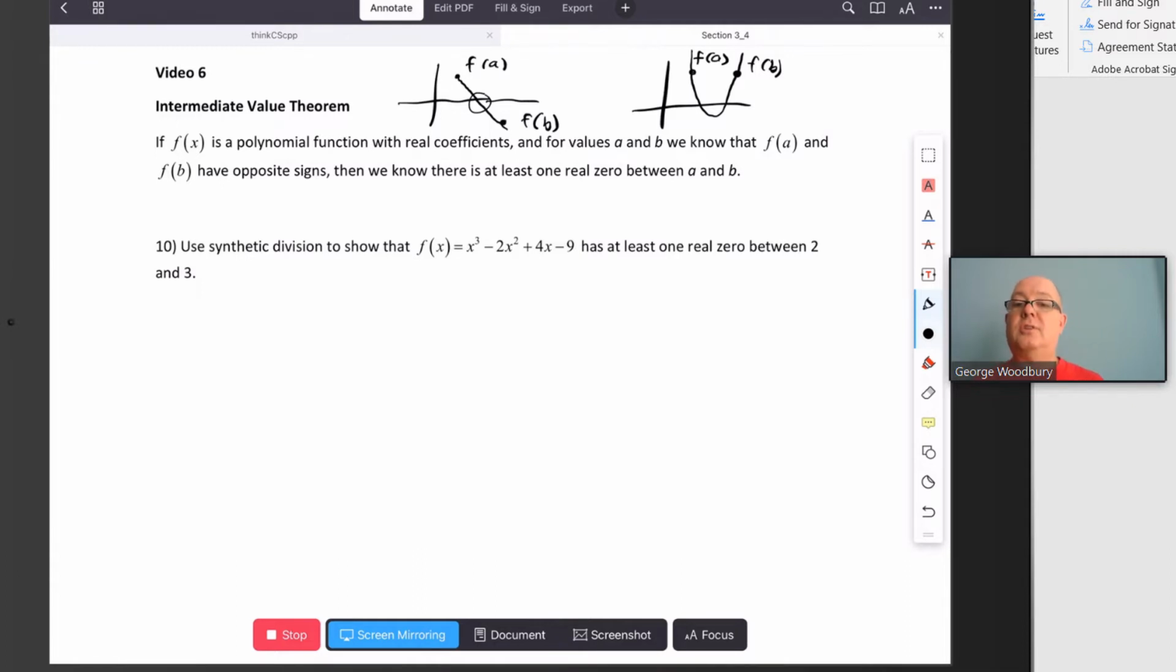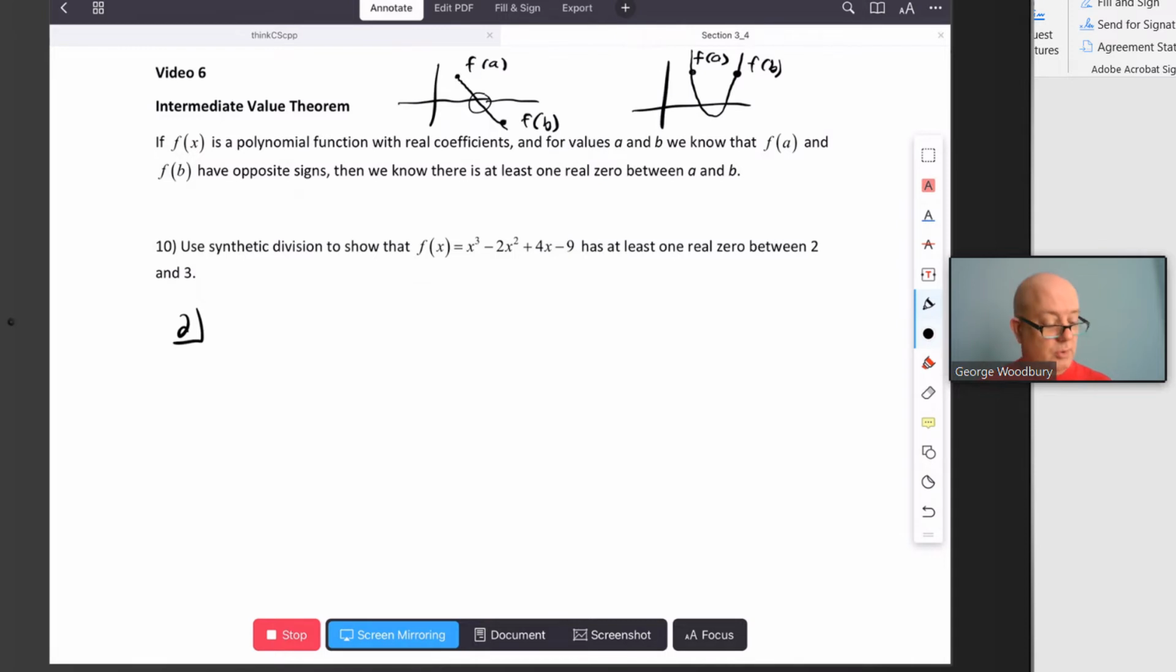All right, let's use synthetic division to show that this function, f of x equals x cubed minus 2x squared plus 4x minus 9, has at least one real zero between these two numbers, 2 and 3. What we're looking for is that f of 2 and f of 3 have opposite signs, one positive and one negative. Let's see if that happens. We'll use synthetic division as the directions state. You could just evaluate the function as well.